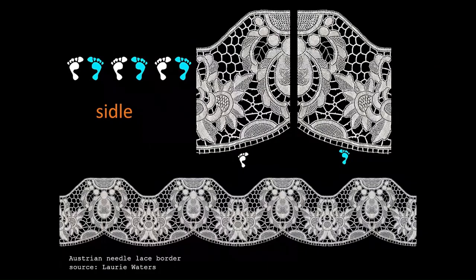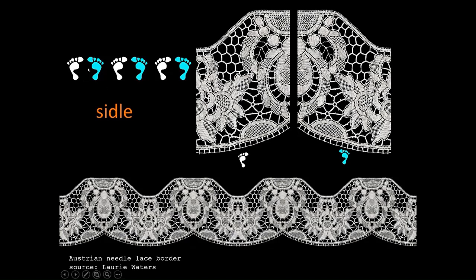Another way to move is to go in a sideways direction. So we're landing with both feet, but instead of going forward, we go sideways. And this is what John Conway called a sidle. Here we also have mirror reflections, but the mirror is not along the length of the lace. Instead, it's perpendicular to it.